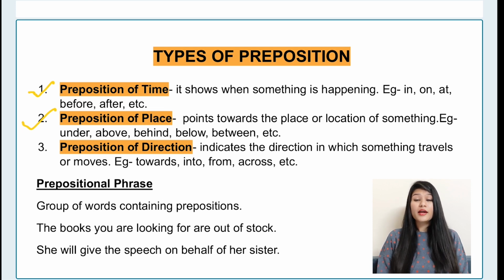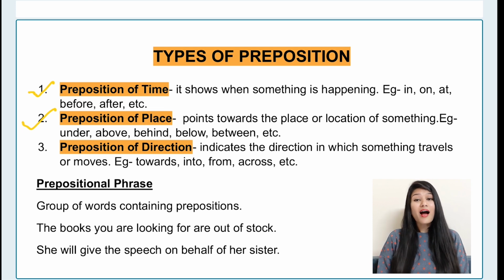She stood behind the door. So here, a preposition of place answers the question where. So where did she stand? She stood behind the door. So behind here is the preposition. The word which answers the question where in the sentence is the preposition.